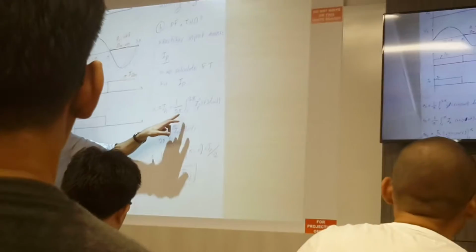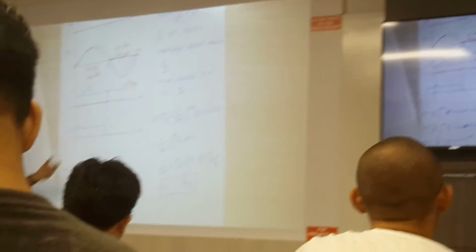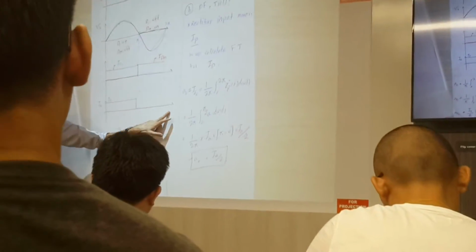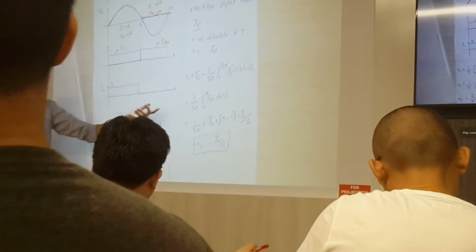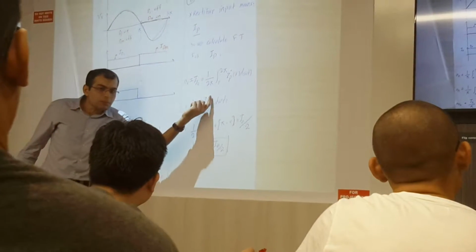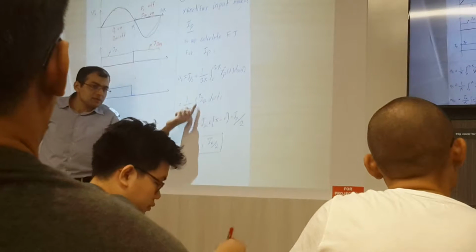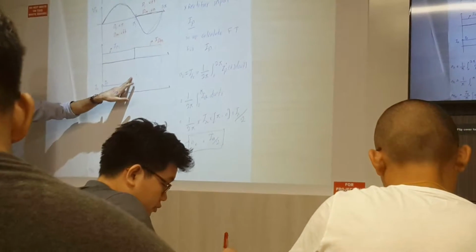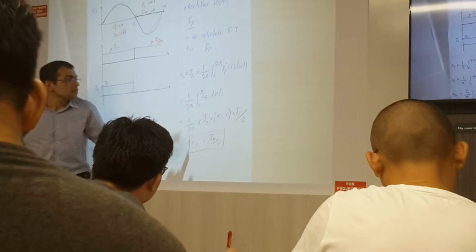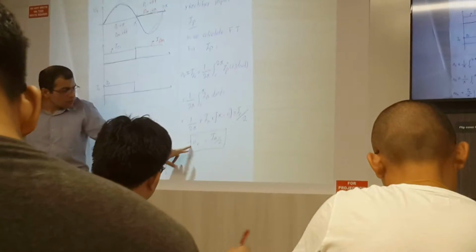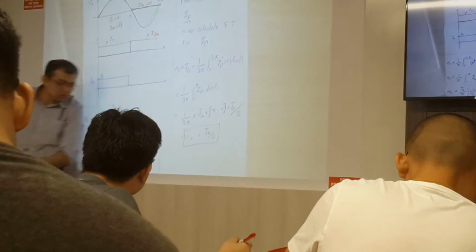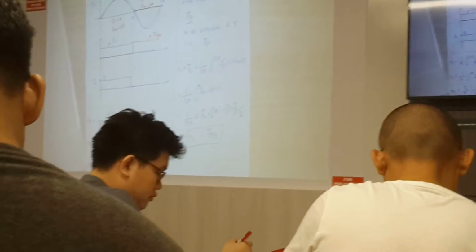So you calculate the integral from 0 to 2 pi, but from pi to 2 pi it is 0. So the integral becomes from 0 to pi. And this IA is a constant value, so you can easily calculate that A0 becomes IA over 2. So you have this. You see here the amplitude is IA.